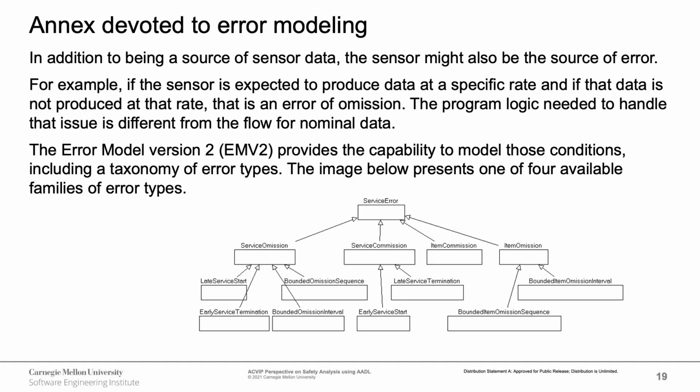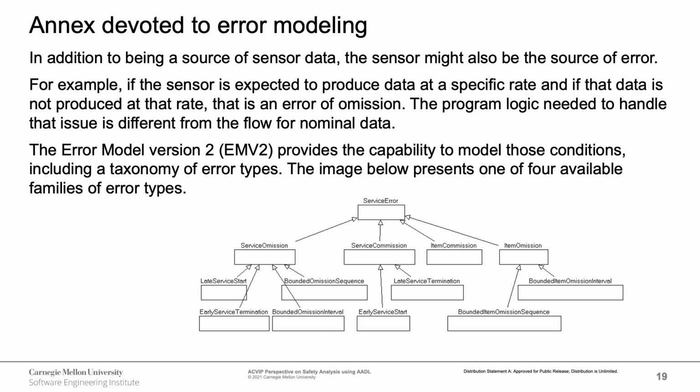In addition to being a source of sensor data, the sensor might also be the source of error. For example, if the sensor is expected to produce data at a specific rate, if that data is not produced, that is an error. It is an error of emission. The program logic needed to handle that issue is different from the flow for nominal data.